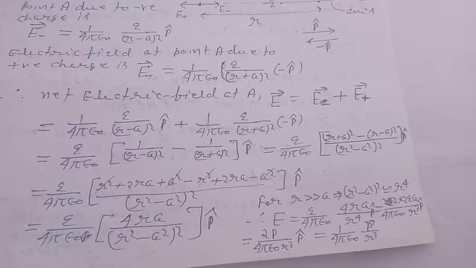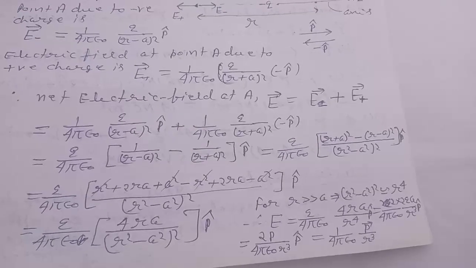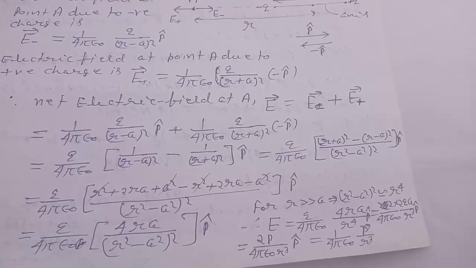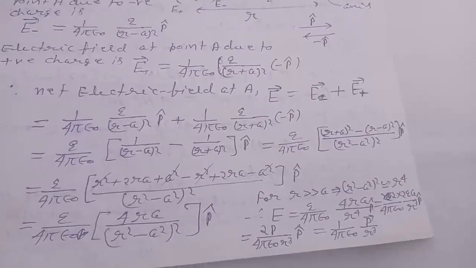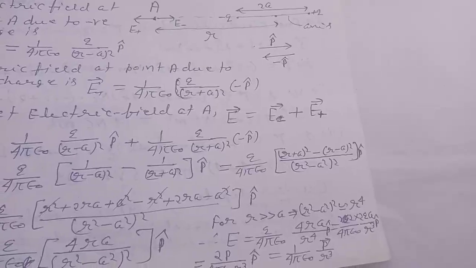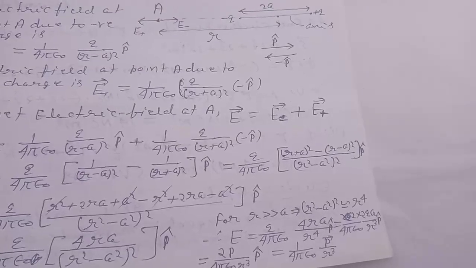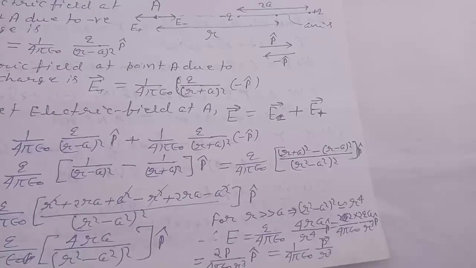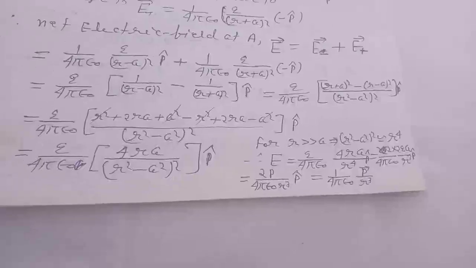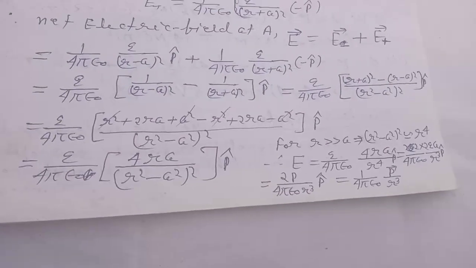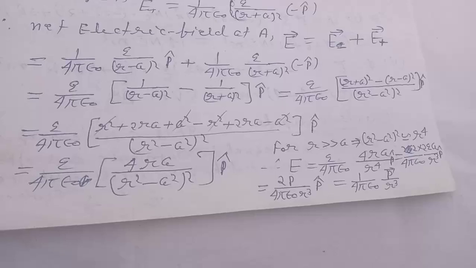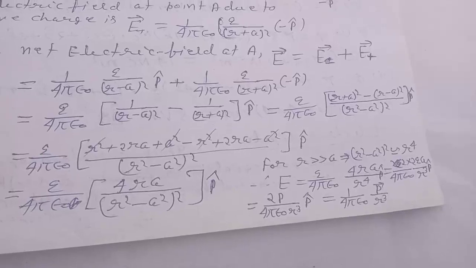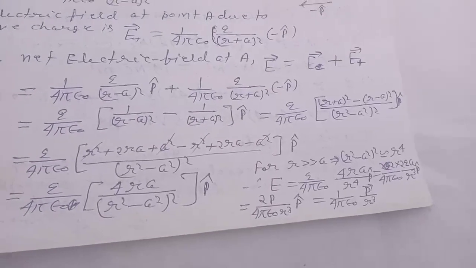Taking Q by 4 pi epsilon naught common, we have equals Q by 4 pi epsilon naught under bracket 1 by (r minus a) whole square minus 1 by (r plus a) whole square into P cap, equal to Q by 4 pi epsilon naught under bracket (r plus a) whole square minus (r minus a) whole square by (r square minus a square) whole square into P cap, and solving finally we get E vector, net electric field, Q by 4 pi epsilon naught into 4ra by (r square minus a square) whole square into P cap.